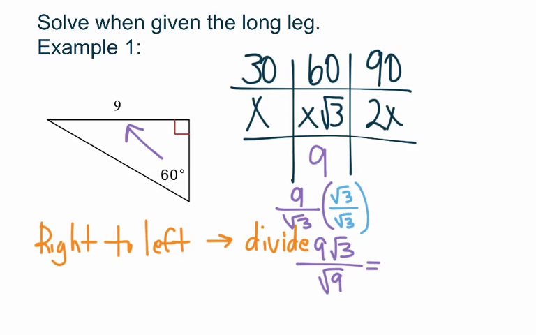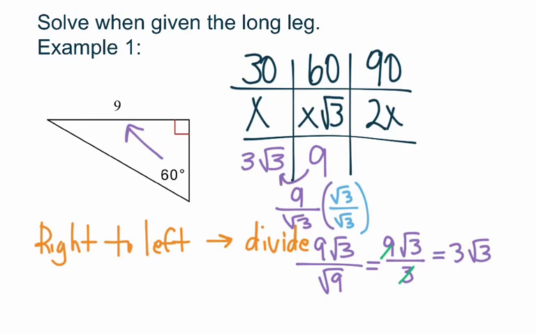Okay. Numerator is 9 square root of 3 divided by 3. Okay, then we can simplify one more step. 9 divided by 3 is 3, and then we keep our square root of 3. Okay, so that's when we went backwards.